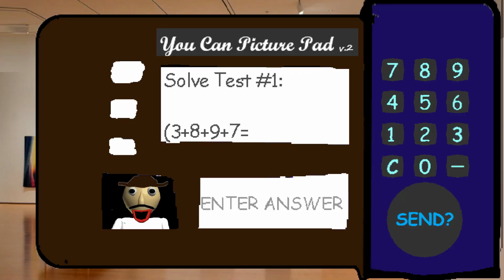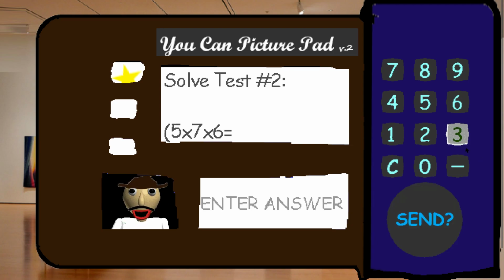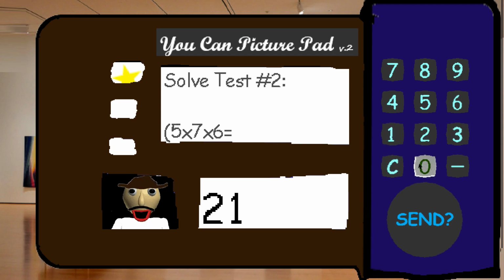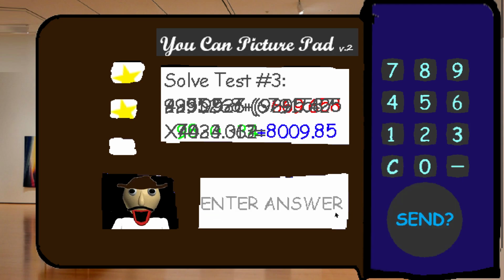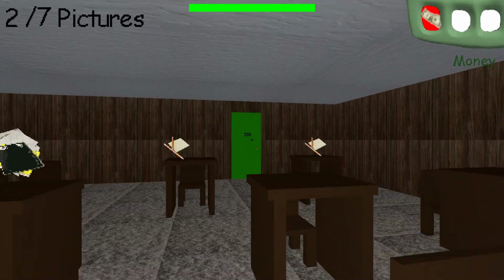All right. So we got here 11, 20, and we got 27. Okay. We got 5 times 7, which is 35 times 6. We're looking at 210 on this one. Is this correct? Yes, and we know this one. Ooh, error. Okay, need to get out of here. Let's get out of here.